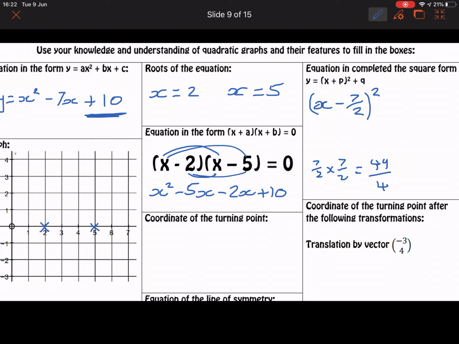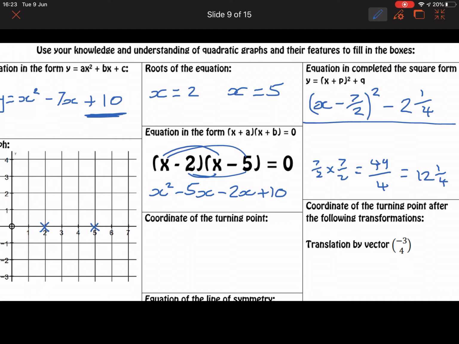Now I've got to try and work out how to get from 49 over 4 to 10. I'm going to make that a mixed number. So that is actually 12 and a quarter. So how do we get from 12 and a quarter to 10? We take away 2 and a quarter. Okay, so that is my completed the square form. x minus 7 over 2 squared minus 2 and a quarter. You could have that in decimal version, that's fine.